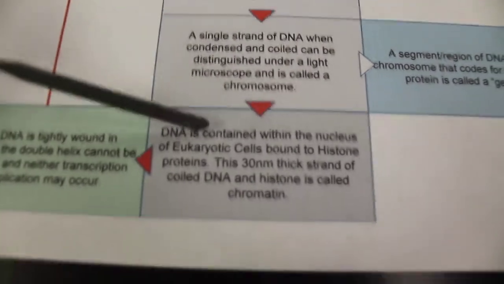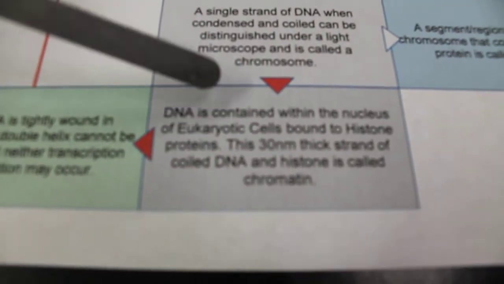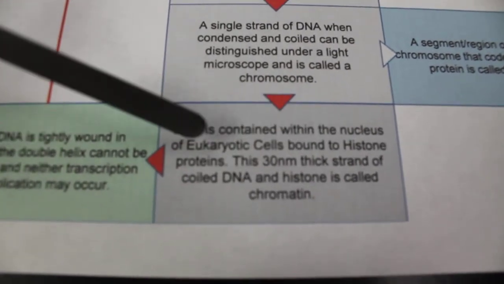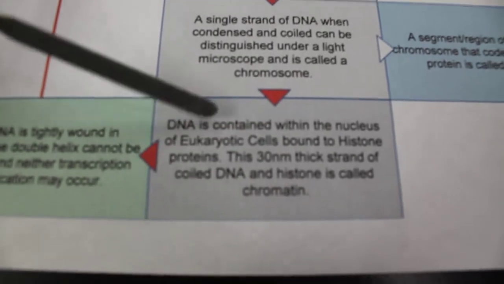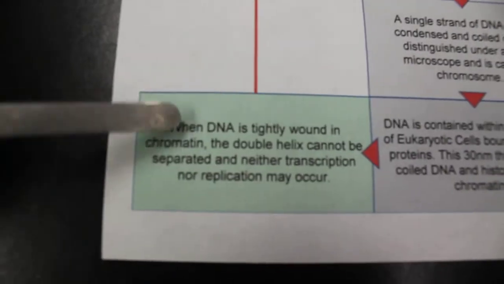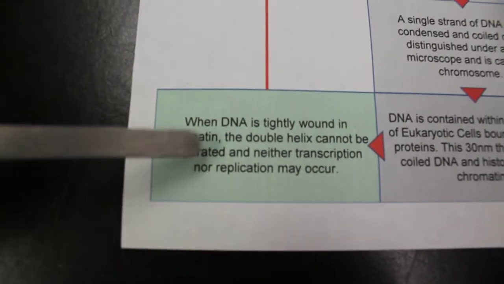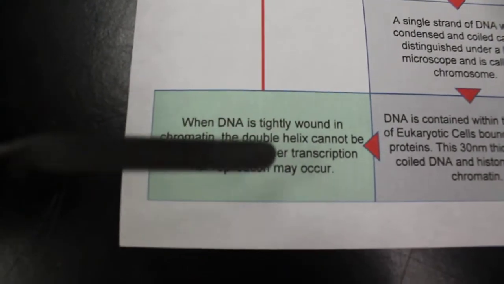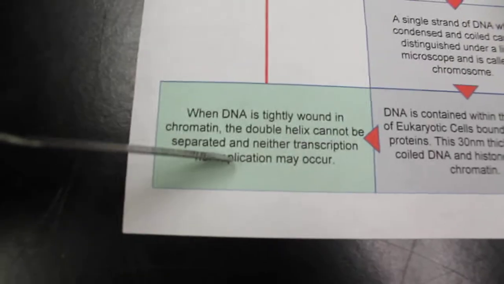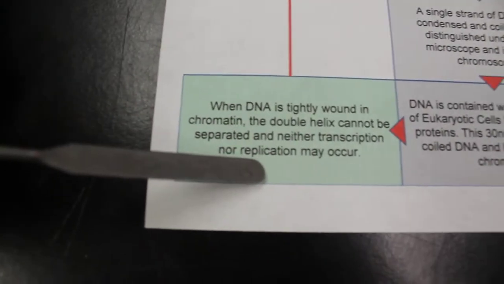All right, moving down to the next one. DNA is contained within the nucleus of a eukaryotic cell, bound to histone proteins, and this becomes a 30 nanometer thick strand of coiled DNA and histones, which is called chromatin. When DNA is tightly wound up in chromatin, the double helix cannot be separated, and neither can it be transcribed or replicated. So when you coil it, you can't transcribe it or replicate the DNA.